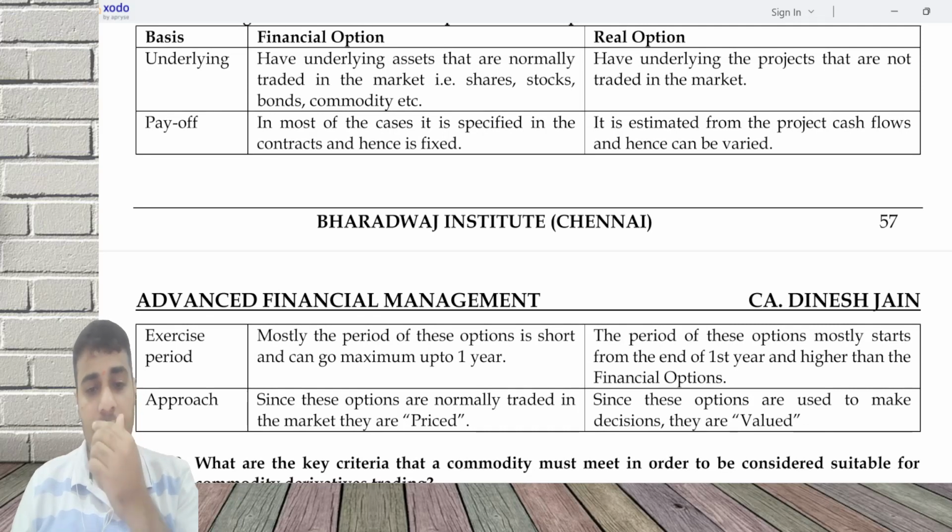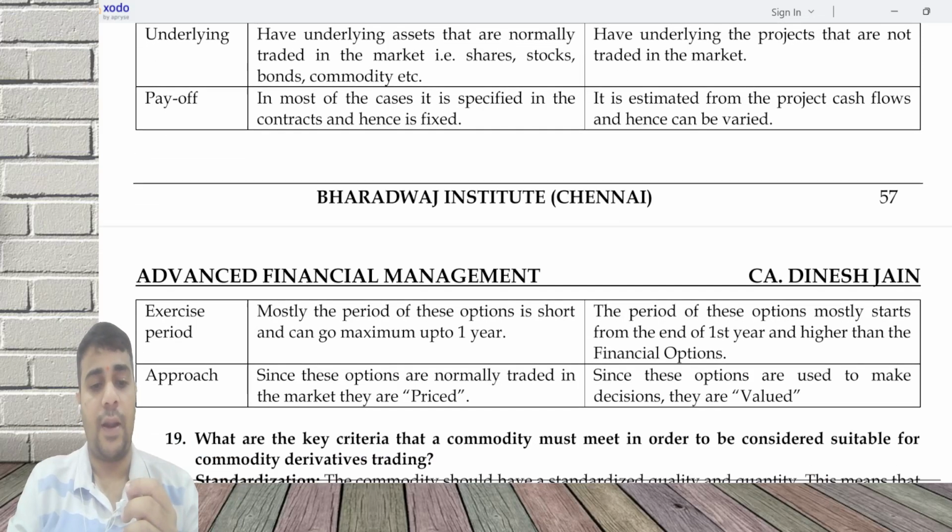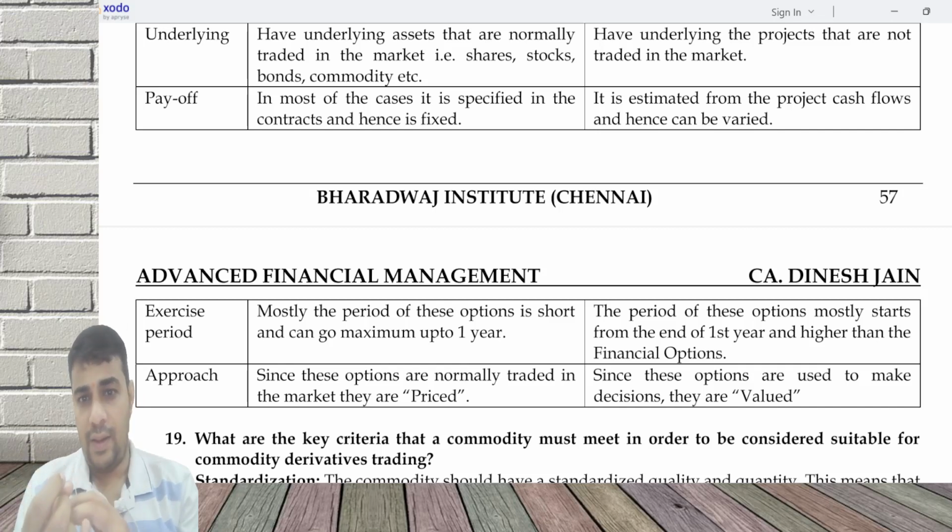Okay, what are the key criteria that a commodity must meet in order to be considered suitable for commodity derivatives trading? Now we are moving from our normal derivative instrument to commodity derivative. I think the last few segments will talk about commodity derivatives, weather derivatives, electricity derivatives. These are the derivatives we are going to talk about. Commodity derivatives, see, you cannot do derivatives on everything. There are certain conditions to be met. For example, futures are not there for every company, futures are there for some specific companies only.